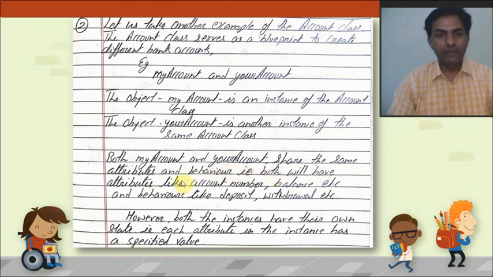Both my account and your account share the same attributes and behaviors. Example, both will have attributes like account number, balance, etc. and behaviors like deposit, withdrawal, etc. However, both the instances have their own state, that is each attribute in the instance has a specified value.